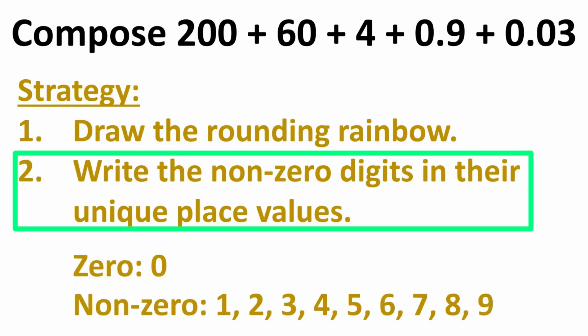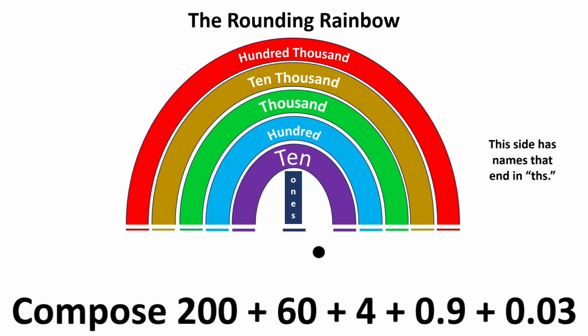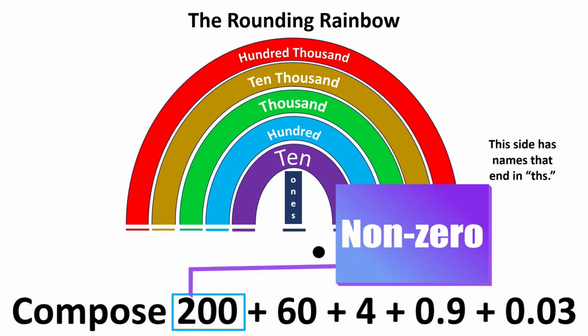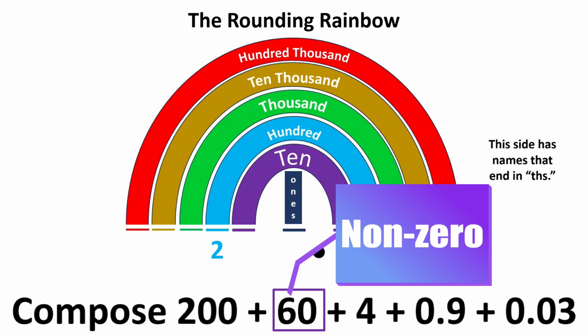Now we'll do step 2, which is to write the non-zero digits in their unique place values. We'll begin by writing the question below the rounding rainbow. The first number has a 2 in the hundreds place, a 0 in the tens place, and a 0 in the ones place. The 2 digit is the non-zero digit in this number, so we can write a 2 in the hundreds place. Now let's turn to the next number. There's a 6 in the tens place and a 0 in the ones place. The 6 digit is the non-zero digit in this number, so we can write a 6 in the tens place.